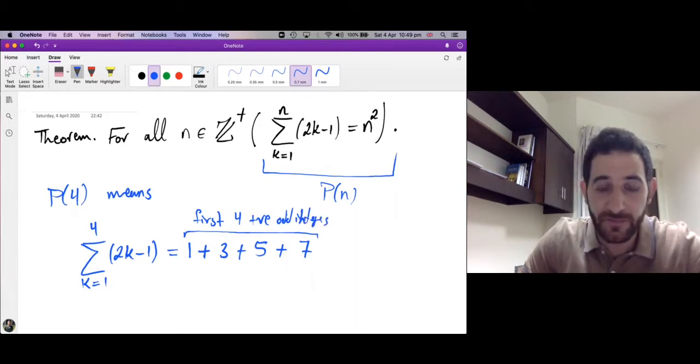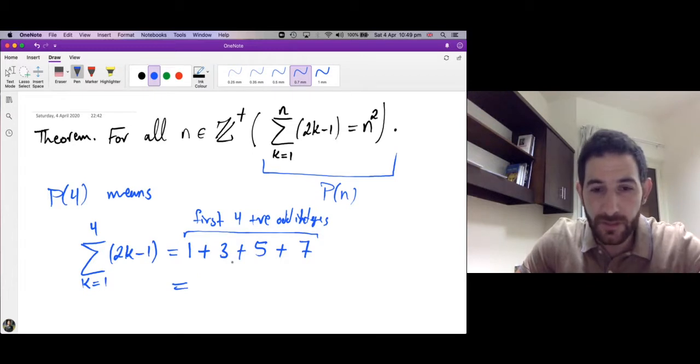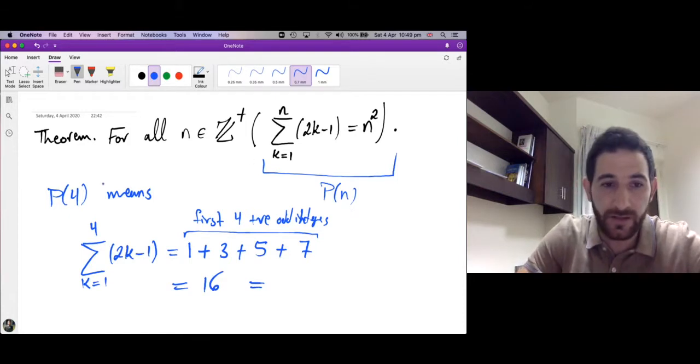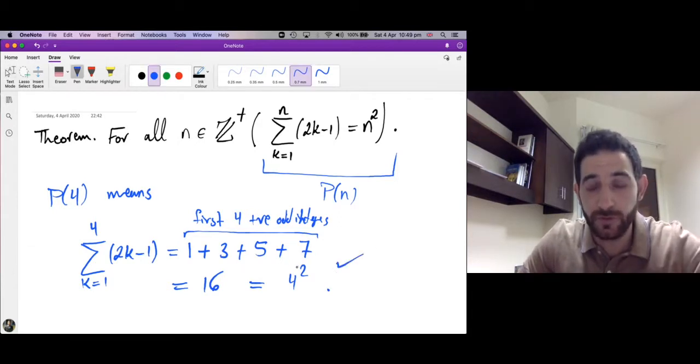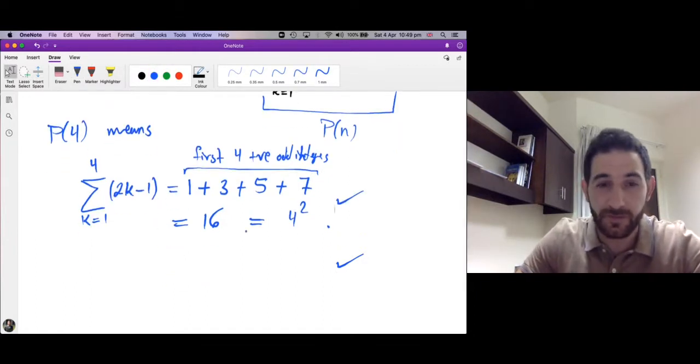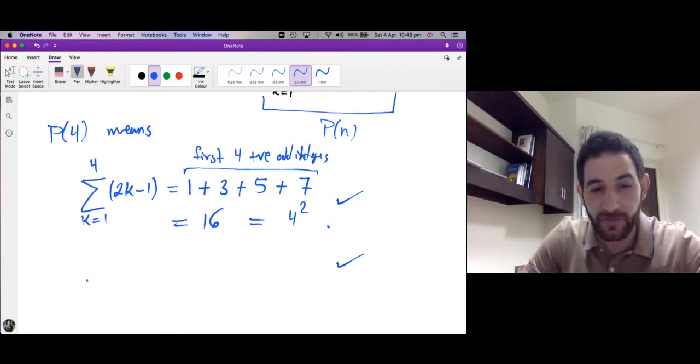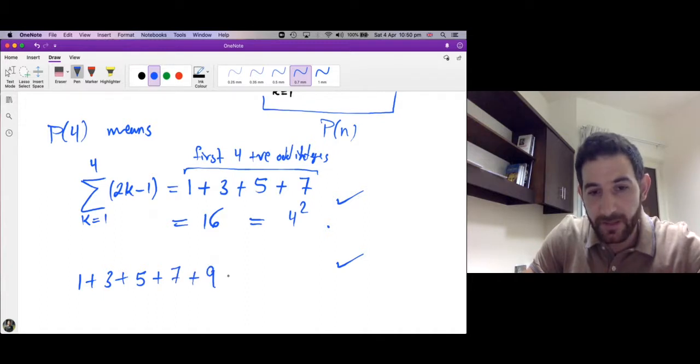Now the property says if you sum these, the sum here is 16, and you will get n squared. N here is 4, so this is equal to 4 squared. So this shows that 4 has the property P, but what we want to show is that any positive integer has the property P. For example, for number 5, we add the first 5 positive odd integers, which are 1 plus 3 plus 5 plus 7 plus 9, and here you will get 25, and 25 is 5 squared.